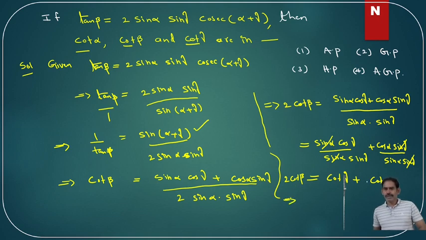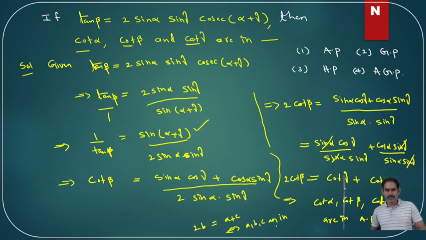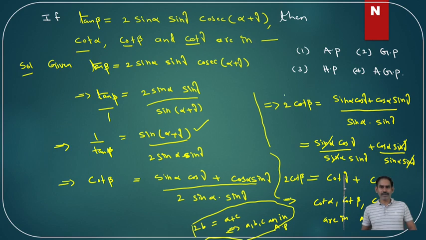This is like 2b equals a plus c. Therefore, cot alpha, cot beta, cot gamma are in AP. This is the condition. 2b equals a plus c implies a, b, c are in AP. So here cot alpha, cot beta, cot gamma are in AP. So our answer is AP.